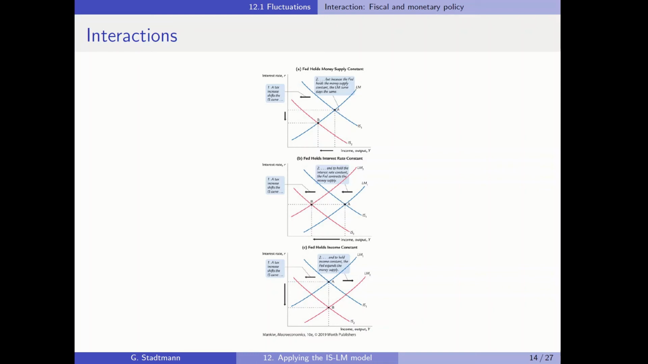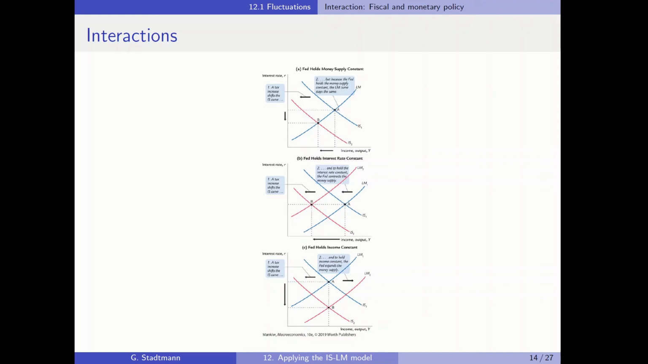We can have a look at panel A. The IS curve shifts to the left and the interest rate decreases while GDP decreases. So in the first panel, in panel A, the economy ends up in a recession. Furthermore, the interest rate decreases.